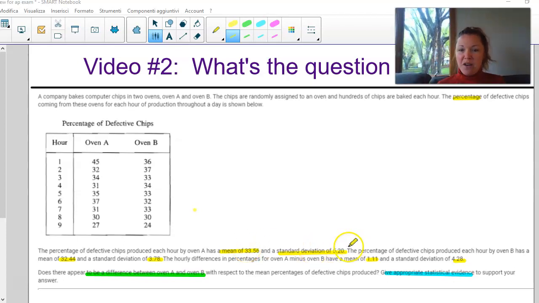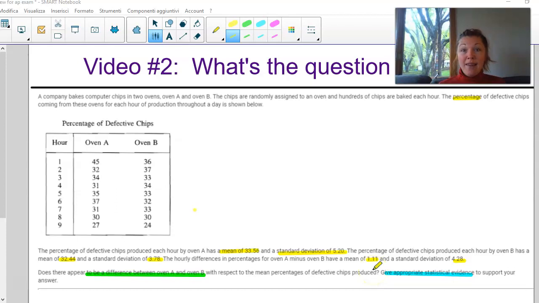And a standard deviation of 5.20. That's a T. The percentage of defective chips produced each hour by oven B has a mean of 32.44 and a standard deviation of 3.78. The hourly differences in percentages for oven A minus oven B have a mean of 1.11 and a standard deviation of 4.28. Does there appear to be a difference between oven A and oven B with respect to the mean percentages of defective chips produced?